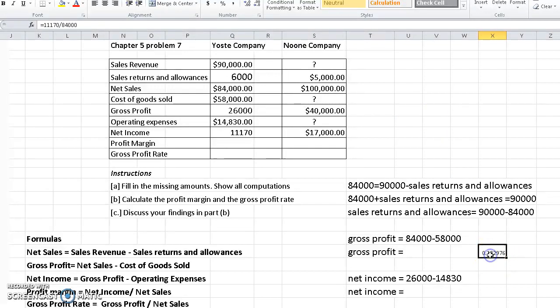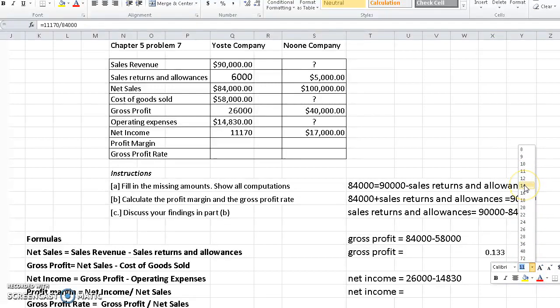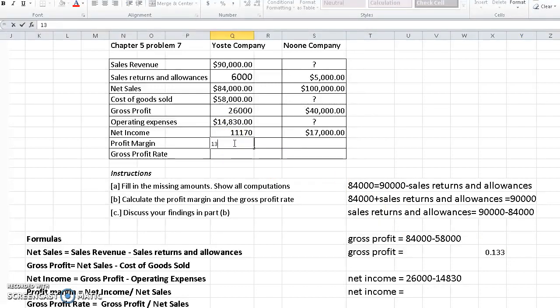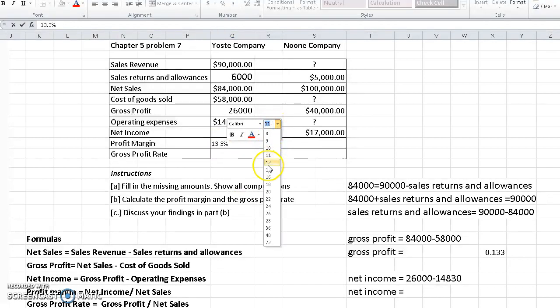That equals 13.3, and we're going to list that as a percentage. So we'll put that over here. We'll just go 13.3%. Again, make that a little bigger. Okay.